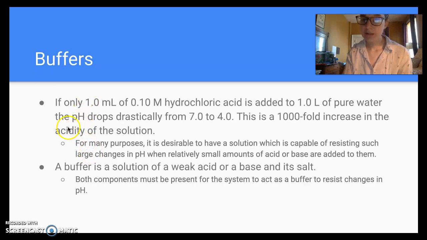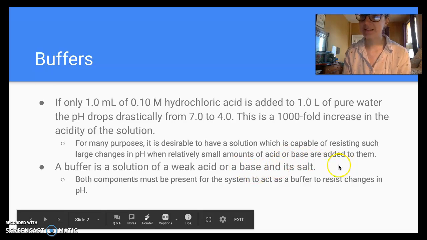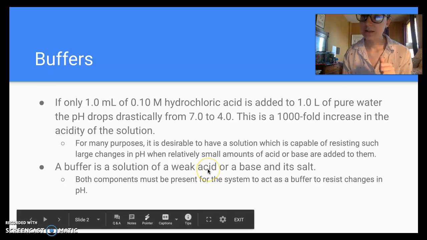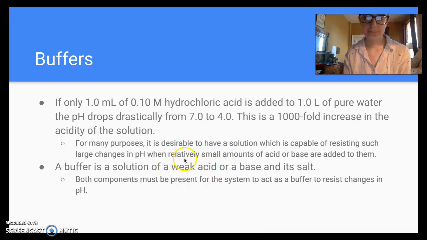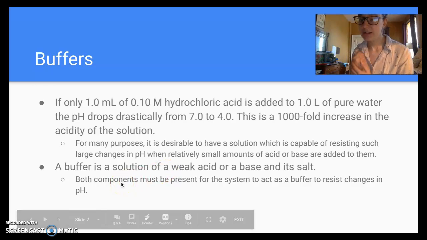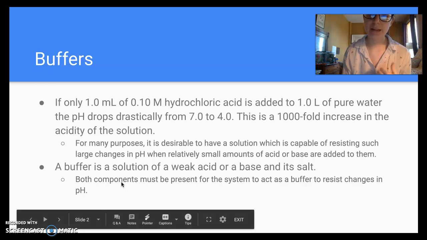A buffer, one definition, is a solution of weak acid or base and its salt. So a salt containing a similar ion to a weak acid or a weak base. Both components have to be present to resist a change in pH, so you can't just have a salt or the weak acid or base, you have to have both together.